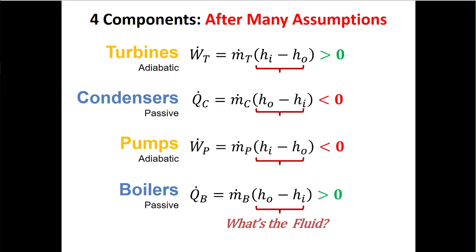If I'm trying to find a heat transfer rate, then I get that Q dot is equal to the mass flow rate times h out minus h in. And again, I can fix the states, and I expect that in the boilers where I'm adding heat, that's going to be a positive number, and in the condenser where I'm rejecting heat, that's going to be a negative number. So then I get to this point, and I say, what's the fluid?